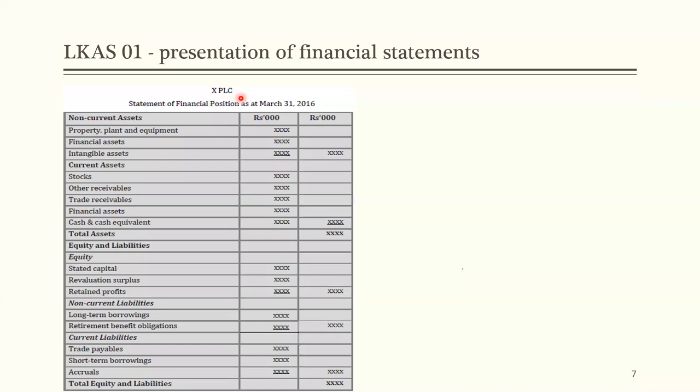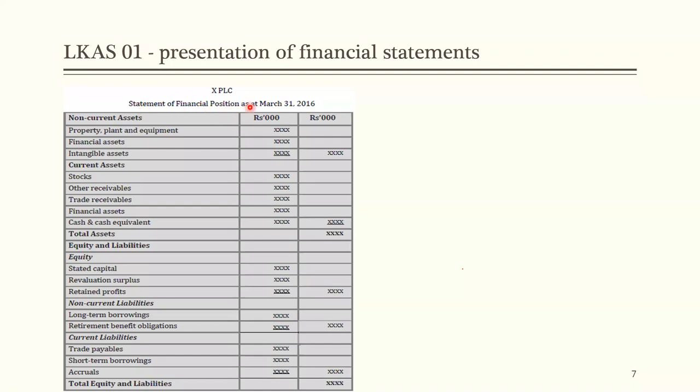If it is a group, within brackets we need to mention it is group financial statements. If we prepare a consolidated set of financial statements or group financial statements, we need to disclose it. The word group should be there with the company name, like XYZ group or ABC group. That way the name should appear. For a single entity, it is that company's name, right on the top. That requirement comes from LKAS 1.